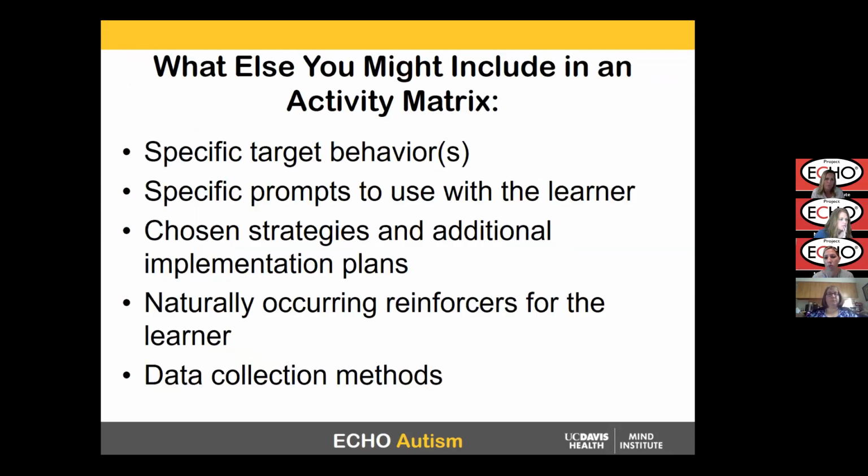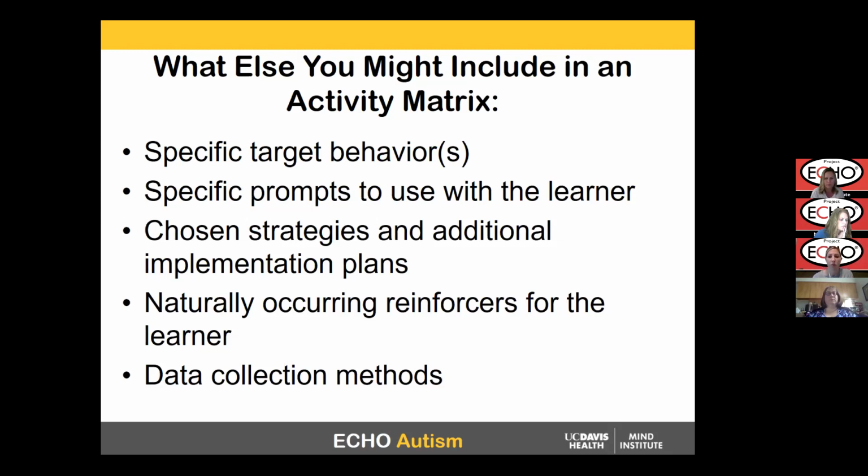So what else might you include in this activity matrix? Because as you can see, it can become a lot of different things depending on the individual student and the student needs. You might want to put in specific target behaviors that you're working on, or specific prompts. When we use this in classrooms, we have the level of prompting that's expected for whoever's working with that student and how to fade that. You might have the specific chosen strategies and additional implementation plans. Might have naturally occurring reinforcers for the learner and data collection methods.